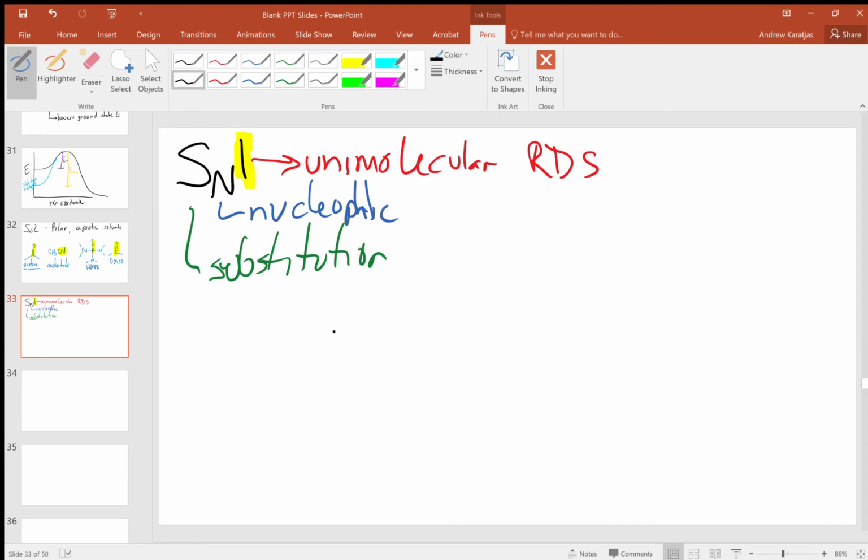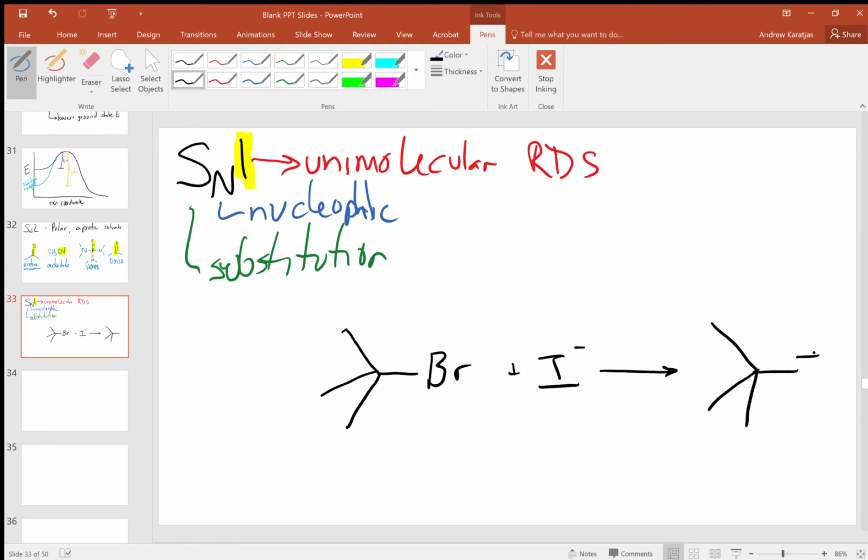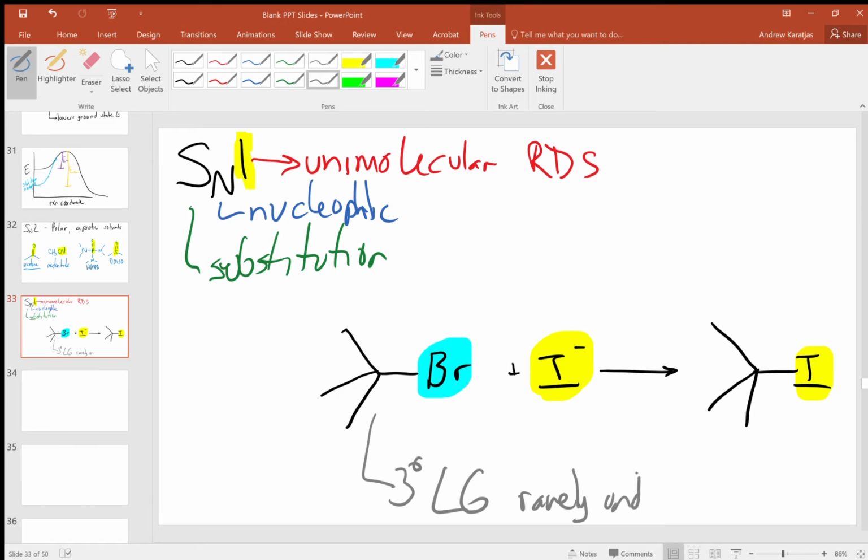Now, a second interesting thing to note before we get into the SN1 is here's an example. So we can see again that a nucleophile here, I-, is replacing some sort of leaving group. But we know this can't be an SN2 reaction. It has to be something else. How do we know that? Well, we've said that tertiary leaving groups rarely undergo SN2 reactions.